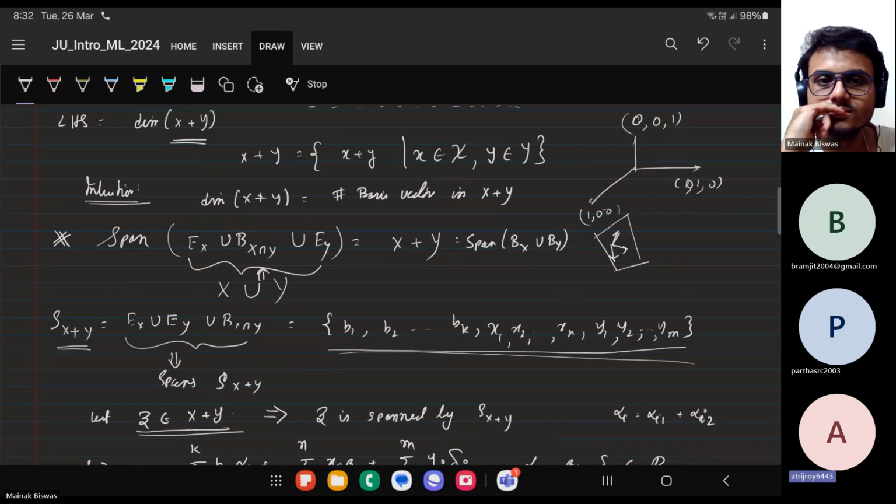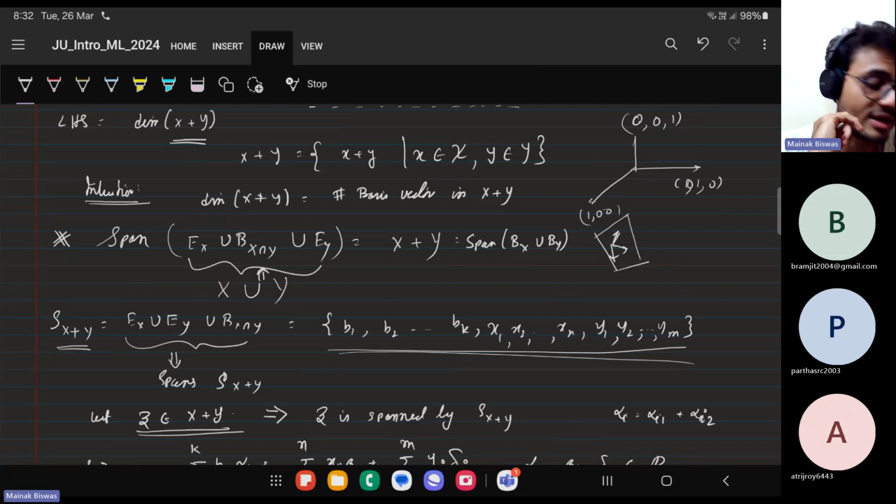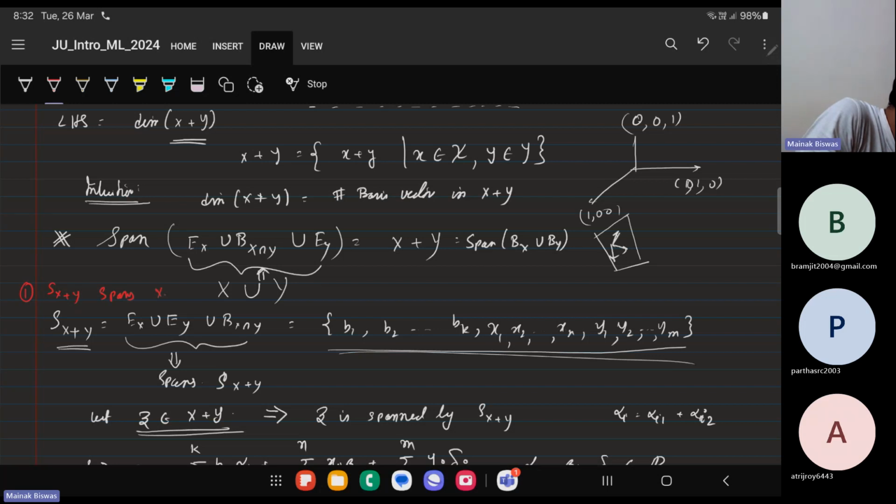We found out the basis vectors. Means we claimed the basis vectors of x plus y. We have not yet proved they are basis vectors. Be careful about that. We have shown this span. So this step is showing x plus y spans x plus y. Yes or no?